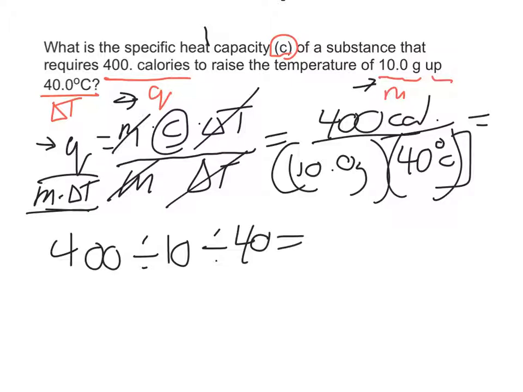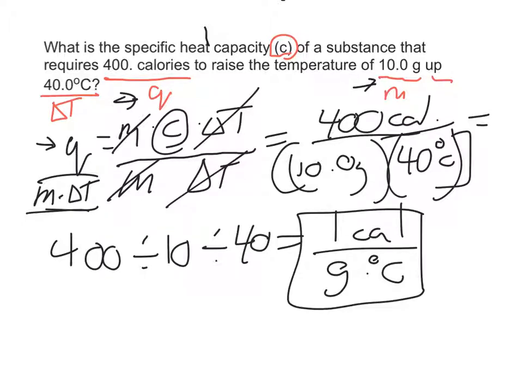case with 1, which, if you remember, is the same as water's specific heat capacity. So we could actually figure out that this substance is probably water because we found its specific heat capacity. So our answer would be 1 calorie per gram degree Celsius. It's not always going to be 1. In this case, it happens to be the same as water.